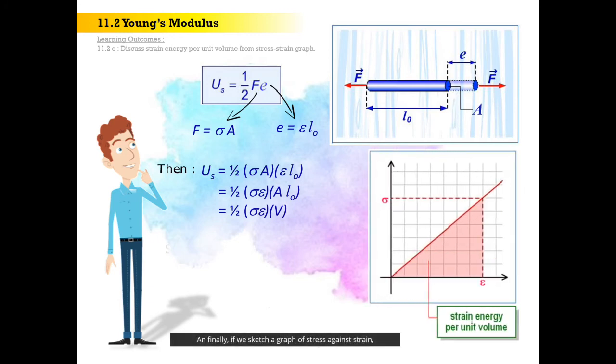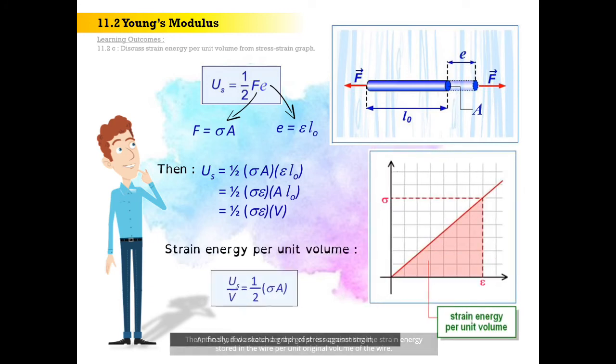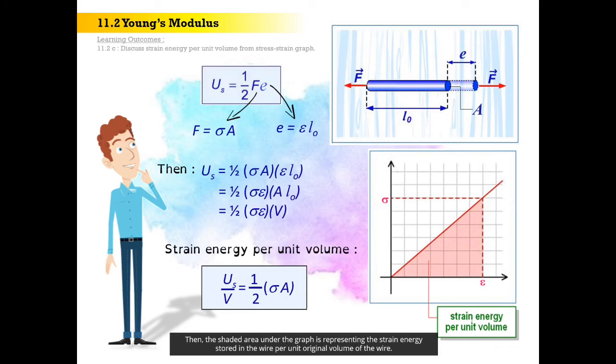And finally, if we sketch a graph of stress against strain, then the shaded area under the graph represents the strain energy stored in the wire per unit original volume of the wire.